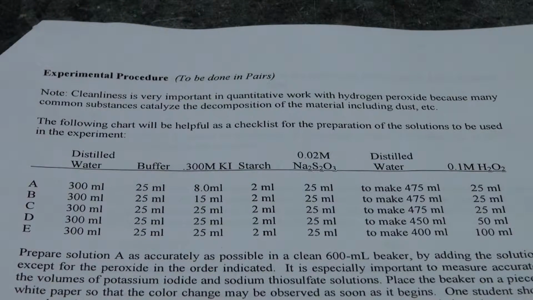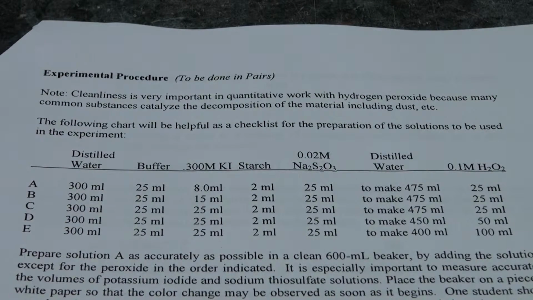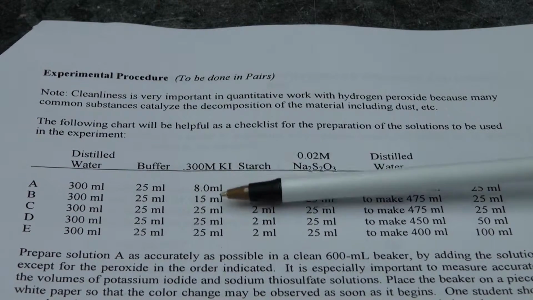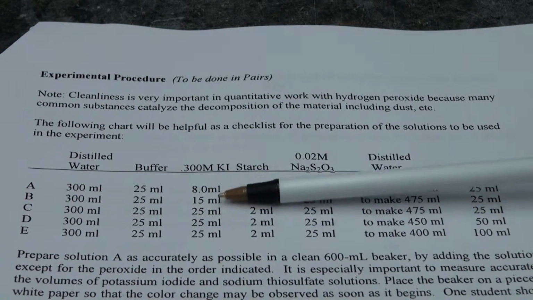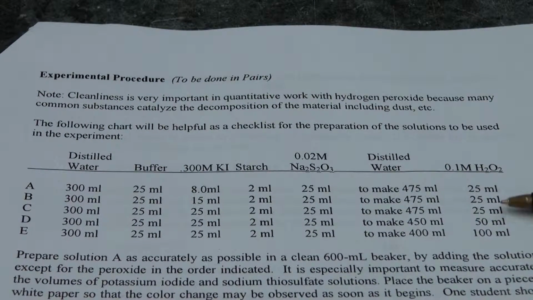For the kinetics lab experiments, we make 5 mixtures which we label A, B, C, D, and E. And if we take a moment to look at the difference between these 5 mixtures, we find that mixtures A, B, and C differ in the amounts of the potassium iodide that are added to the mixture, and mixtures C, D, and E have differing amounts of the hydrogen peroxide that is added to the mixture.